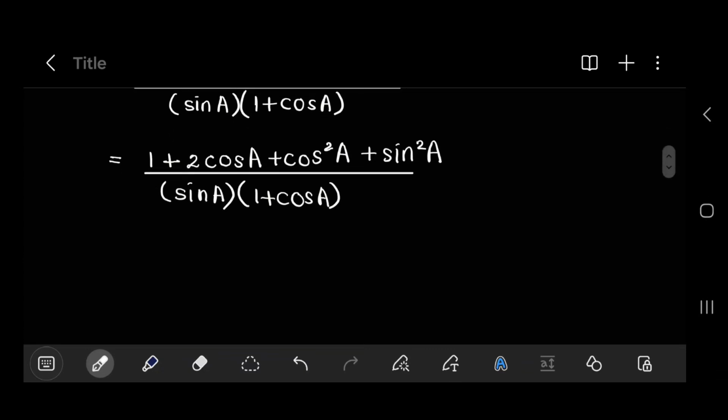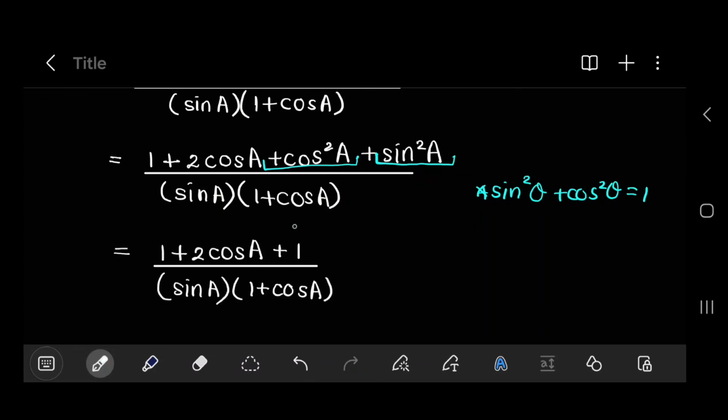Now at the moment in the numerator, what we notice is that we have sine squared theta plus cos squared theta. Remember, that is our identity. Sine squared theta plus cos squared theta is equal to 1. Well, here we have it in terms of A, but that is the same thing. It's fine. What we can do is we can replace these two terms with 1. So here, in my numerator, I've replaced it with 1.